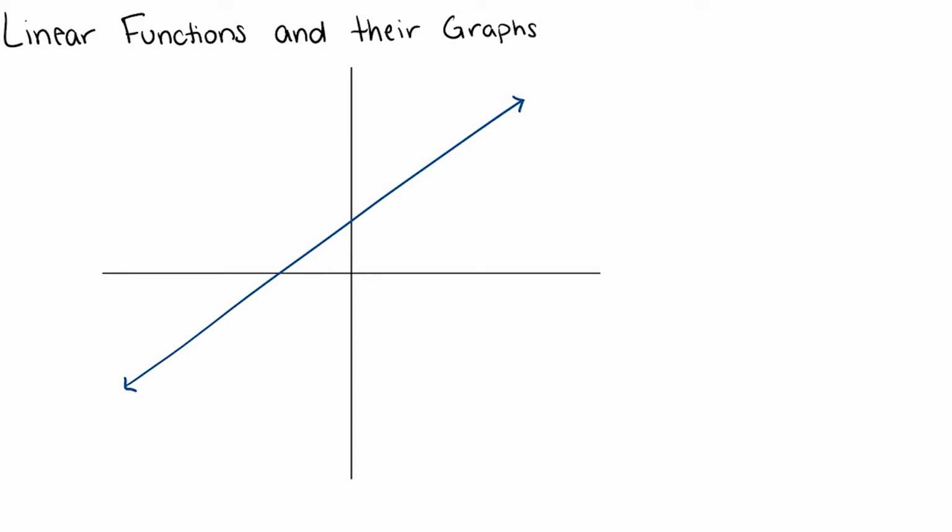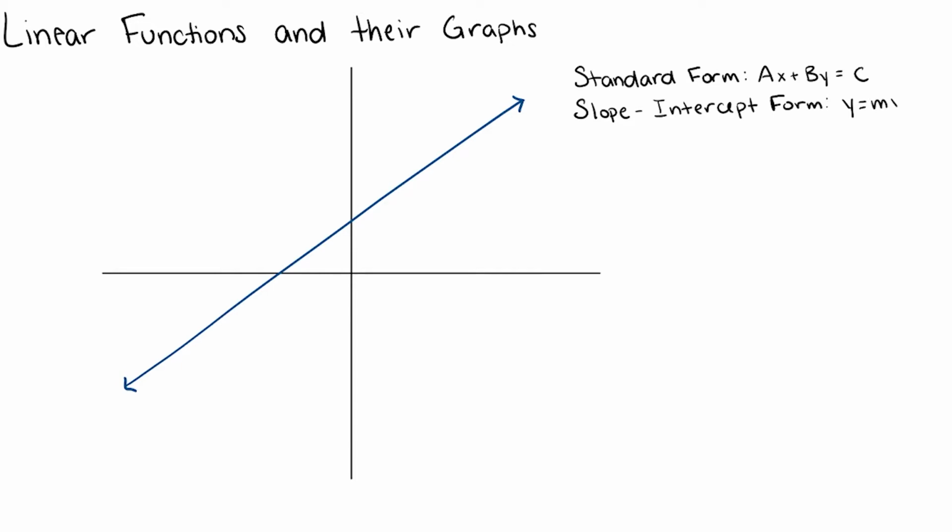There are three ways that we'll typically find our equation for our linear function. This may either be in standard form, which is ax plus by equals c, slope-intercept form, which is y equals mx plus b, and point slope form, which is y minus y1 equals m times x minus x1.